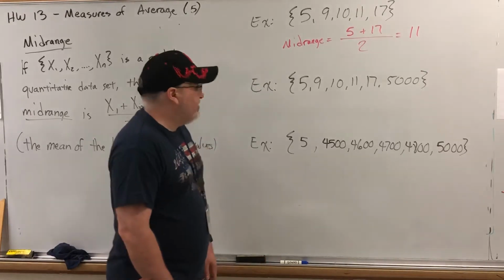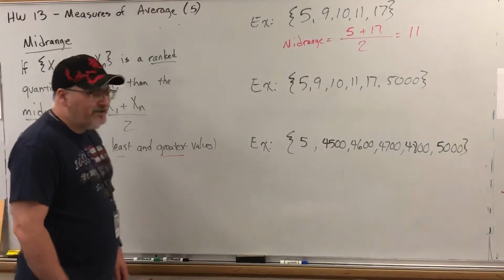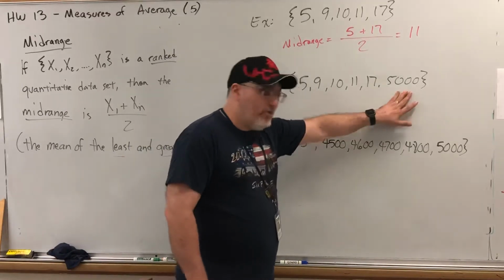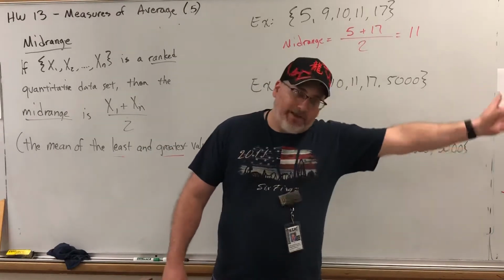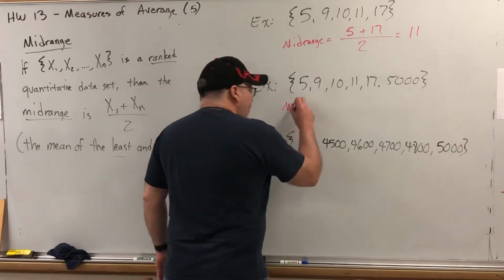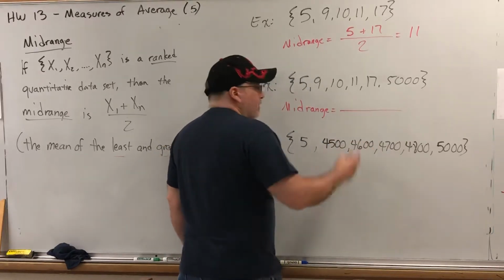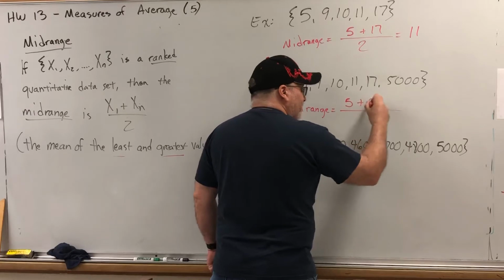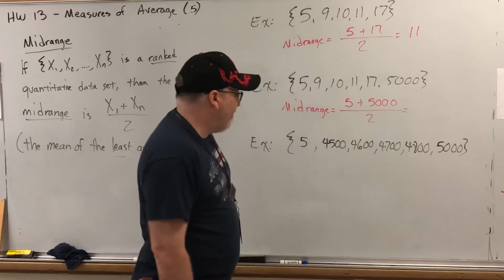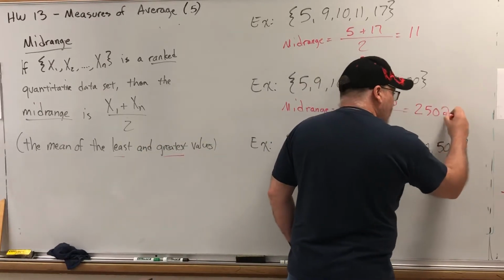Yeah, because the calculation of the mid-range explicitly requires using the least and greatest values. So if we throw on an outlier, we either threw on an extremely large value or an extremely small value. So yeah, the mid-range is going to be heavily influenced by outliers. In this case, the mid-range would be 5 plus 5,000 divided by 2. That's 5,005 divided by 2, which will be 2,502.5.